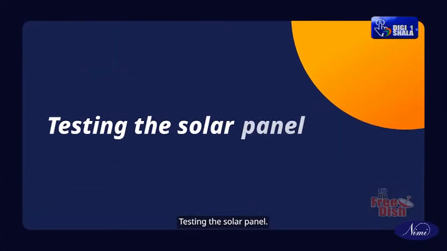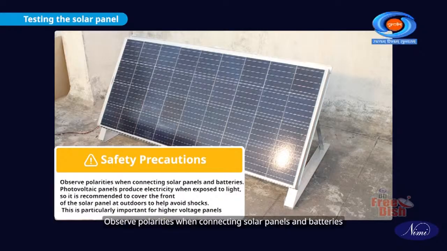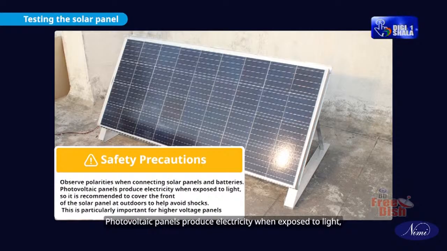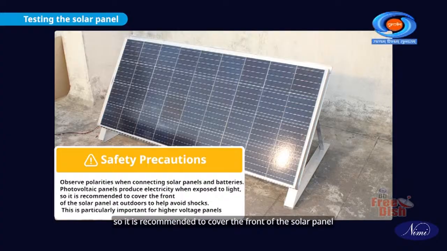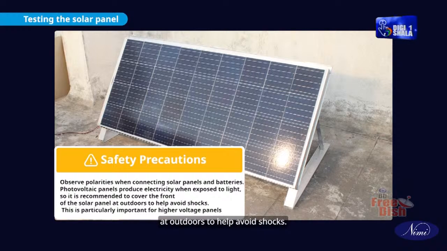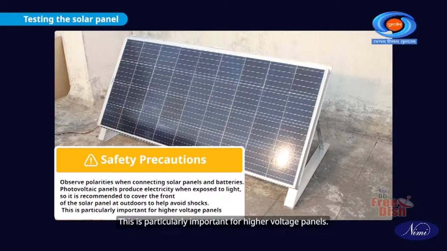Testing the solar panel. Safety precautions. Observe polarities when connecting solar panels and batteries. Photovoltaic panels produce electricity when exposed to light, so it is recommended to cover the front of the solar panel outdoors to help avoid shocks. This is particularly important for higher voltage panels.